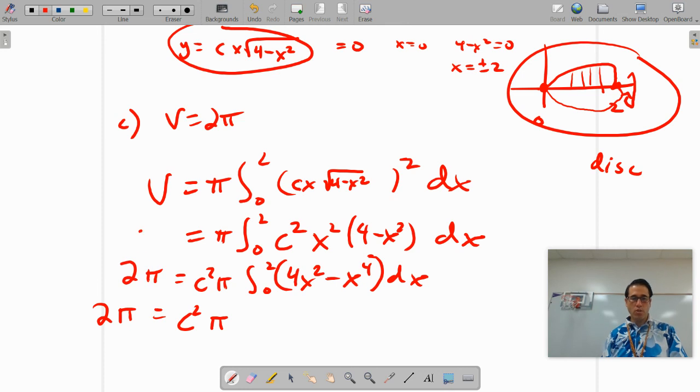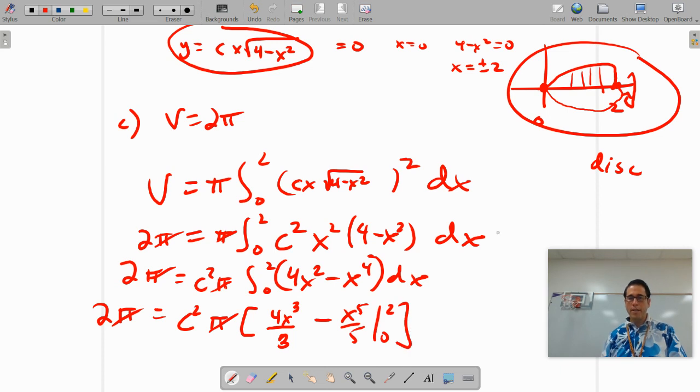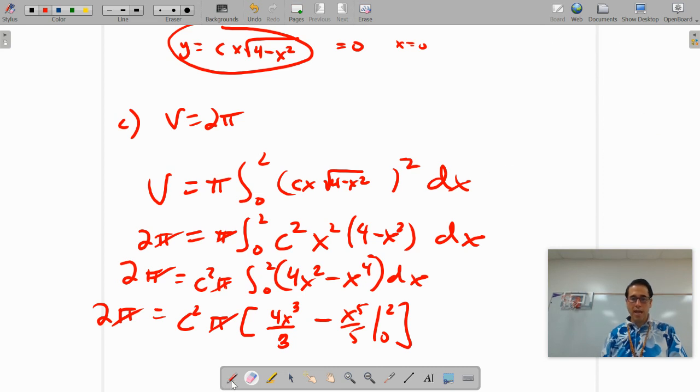Oh, it's equal to 2 pi, right? All this is equal to 2 pi. All right, so what do we end up with here? That would be 4x to the 3rd over 3 minus x to the 5th over 5 from 0 to 2. Ooh, I'm running out of room. Let me get rid of this stuff here, and then I'll bring it up here, you guys. So what do we get? 2 equals c squared. Plug in that 2, that would be 8.